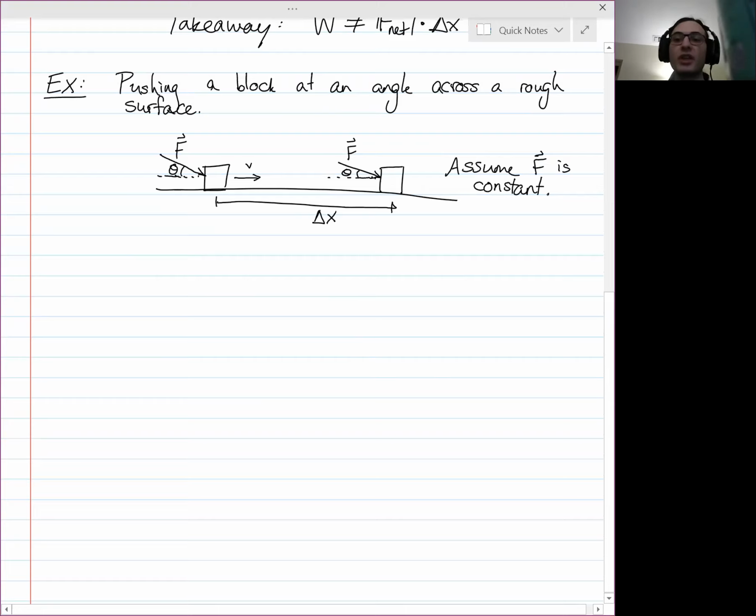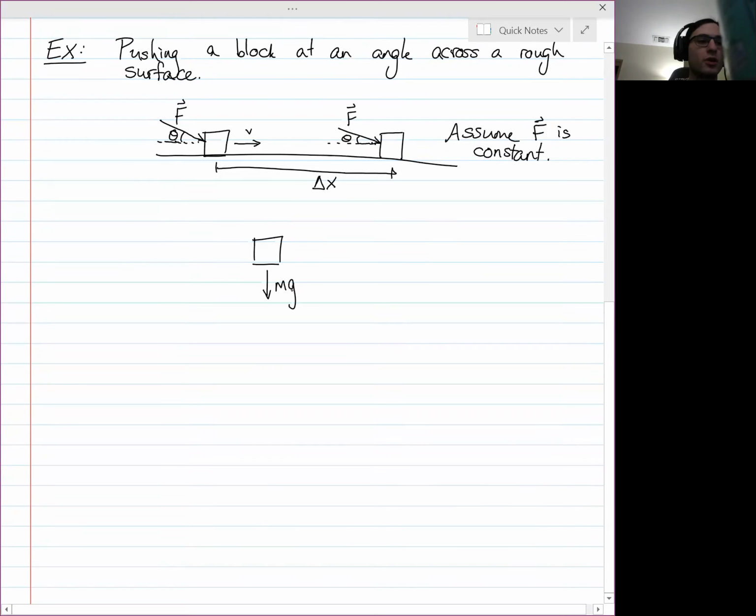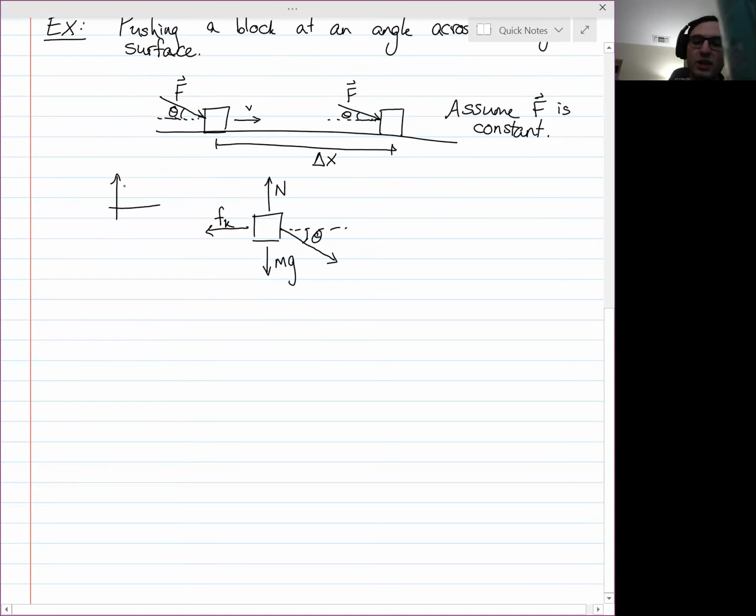So let's figure out the net force. We have our free body diagram. We have mg going down as always. We have kinetic friction going to the left because we're pushing it to the right. We have a normal force going up. And then we have the force that we are applying going down and to the right at that angle theta. So far, so good. And so we should probably give some coordinates. Let's use the standard coordinate system, x and y, say.